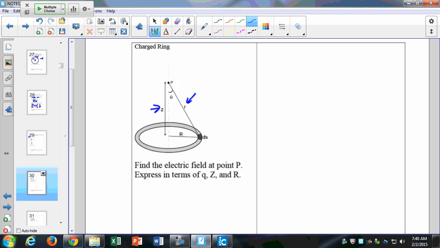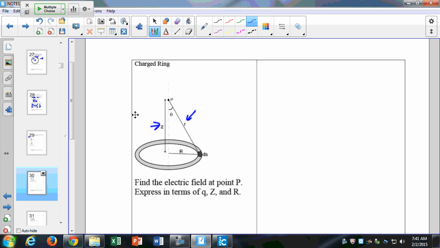All right. So first, I want to consider the charge element. If I think about this differential element ds, it has a charge dq, and I can express this in terms of lambda as lambda times ds. Remember, lambda is our linear charge density, coulombs per meter, and if I multiply this times this length, ds, which is just a measure of length, that gives me my value dq. You with me on that? Yeah. So that gives me the charge of that differential element ds.